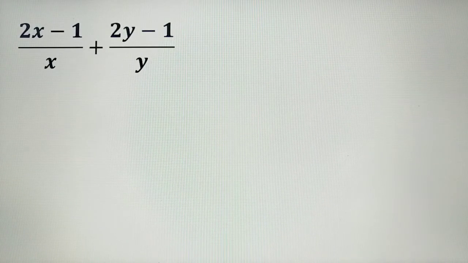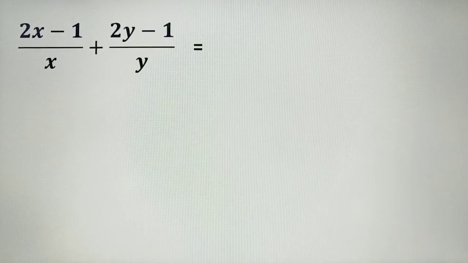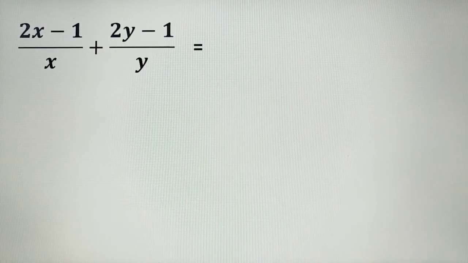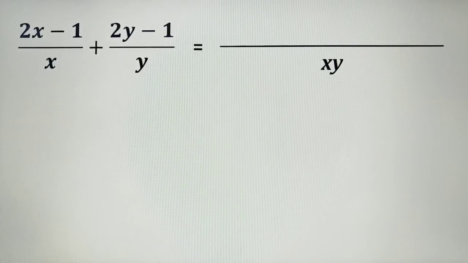2x minus 1 all over x plus 2y minus 1 all over y. We don't have the same denominators, so we will find first the LCD of the two rational algebraic expressions. So the LCM of x and y is equal to xy. x and y have no common factors, so we will just multiply them. So x times y is equal to xy.